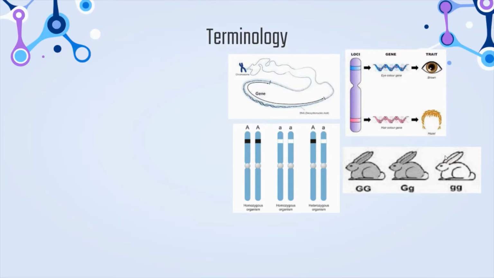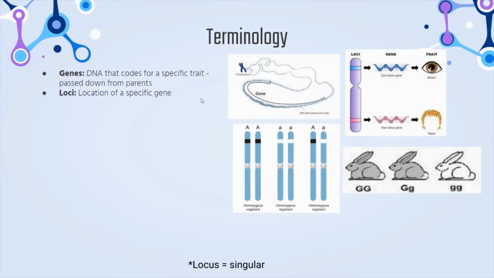Here is some basic terminology in genetics. Genes are DNA that code for a specific trait and are passed down from parents. So genes are found within chromosomes in this first picture. And the loci is the location of a specific gene. So in this case, the trait coding for eye color is found here, whereas hair color would be found in a separate location.